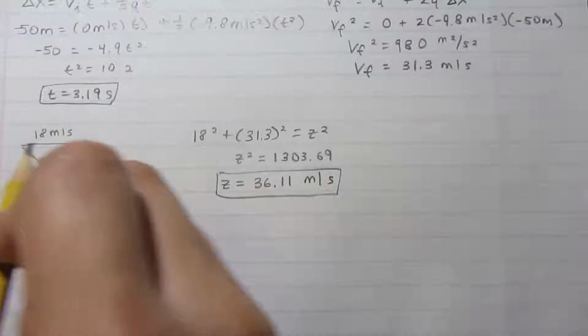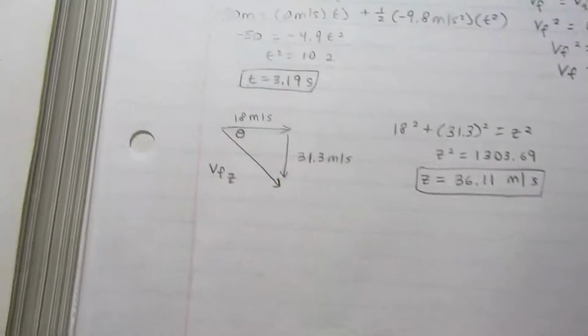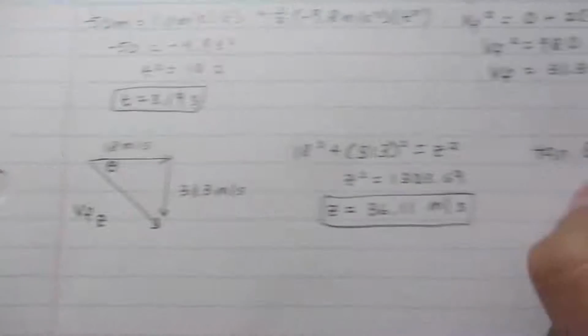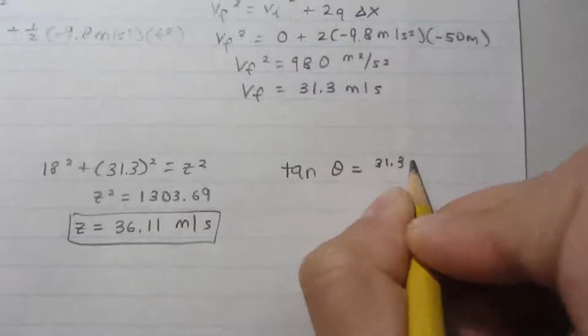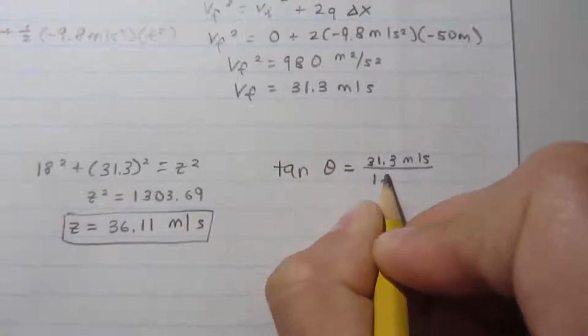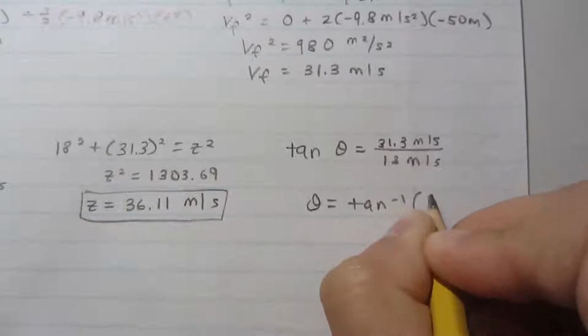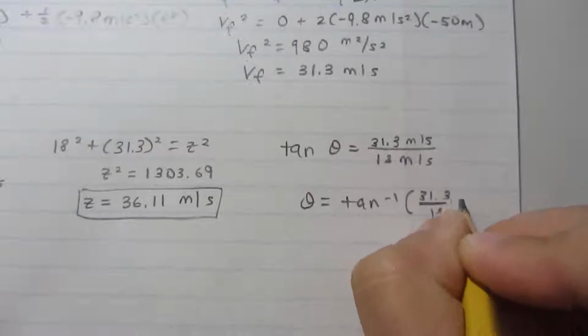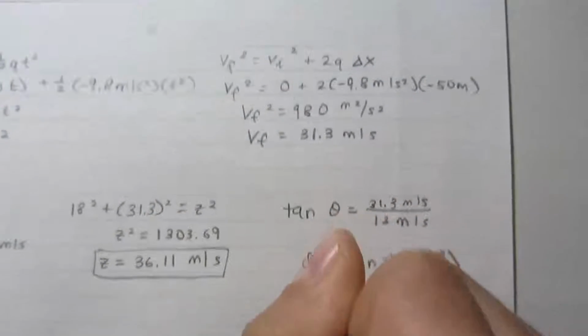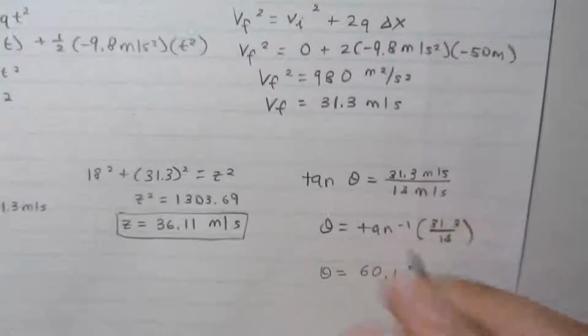And now I want to find theta, so I'll use tangent. Theta equals opposite over adjacent. Theta equals inverse tangent of 31.3 over 18. So theta is 60.1 degrees.